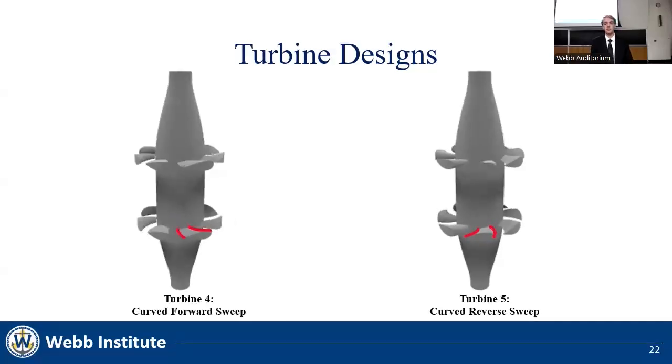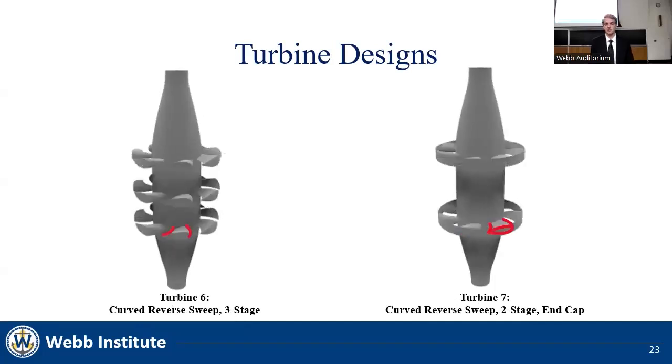The fourth and fifth turbines evaluated the effect of curving the blade sweep, with the fourth having curved forward sweep and the fifth having curved reverse sweep. Lastly, in turbine 6, we evaluated the effect of adding a third stage, while in turbine 7, we evaluated the effect of adding a ring-type end cap.